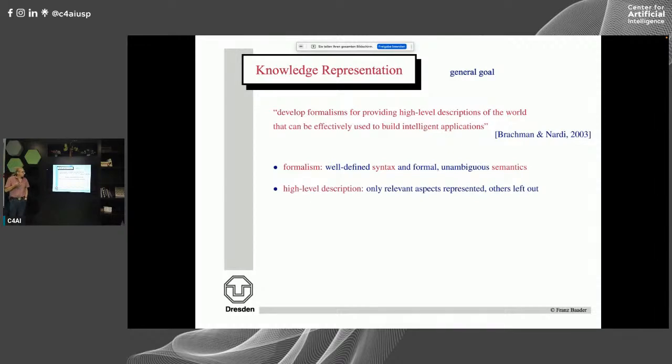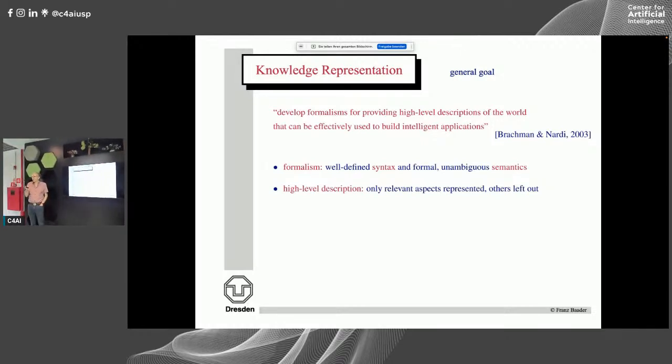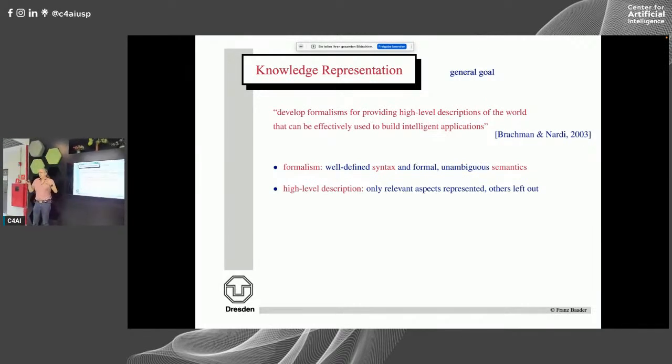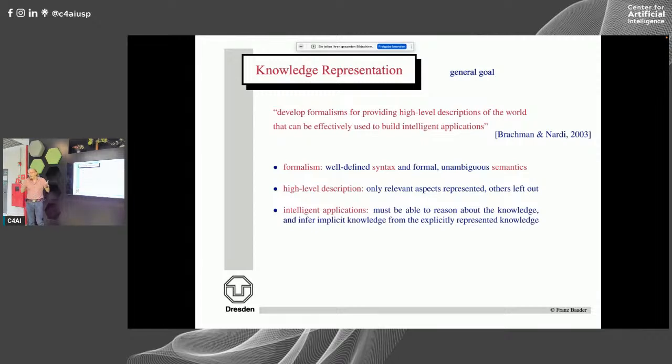When they say high-level descriptions, they mean we only want to represent the relevant aspects of the application domain. I mean, it's not like we are now philosophers that are thinking about a certain notion and we want to model this notion in all detail, but we say, well, what's actually relevant for our application, and we model those aspects. And the others we just leave out because they are not relevant. And well, intelligent application, intelligence means you are able to reason about the knowledge you have. You are able to draw conclusions.